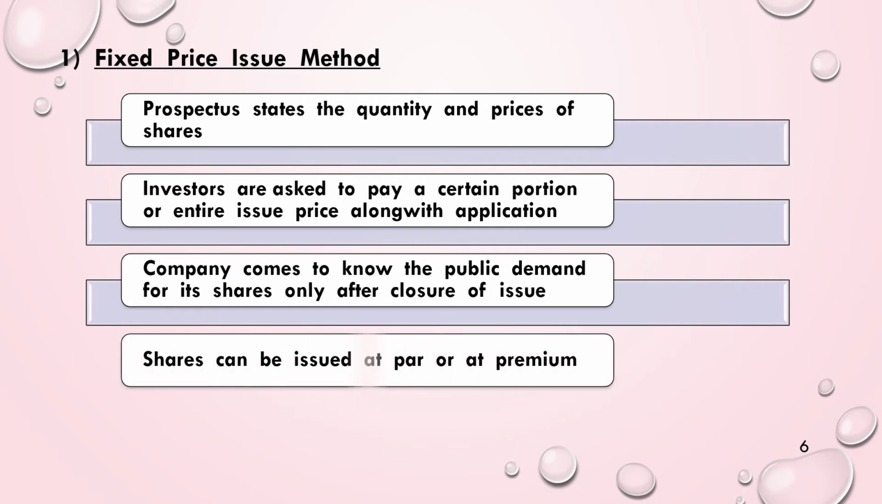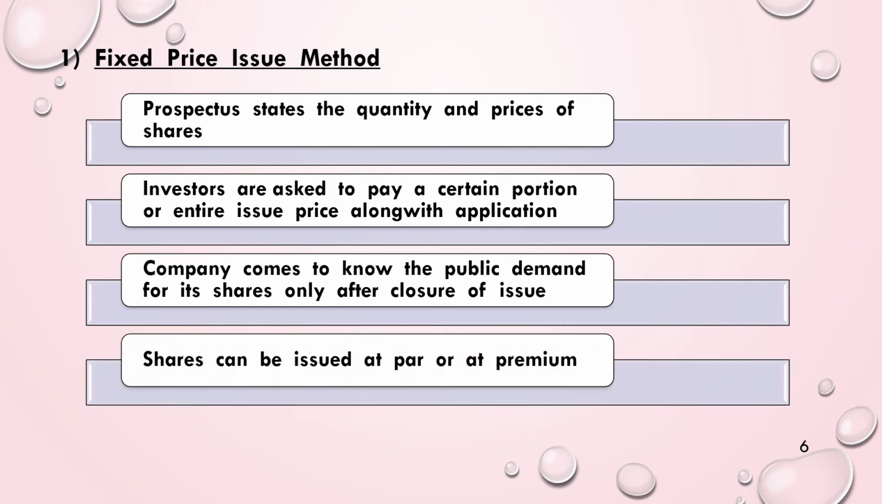A company can issue shares either at par or at premium. Issue of shares at par means when the face value and issue value of shares are the same. For example, a share having a face value of rupees 10, if issued at rupees 10, can be called issue of shares at par. On the other hand, issue of shares at premium means when the face value is less than the issue value of shares.